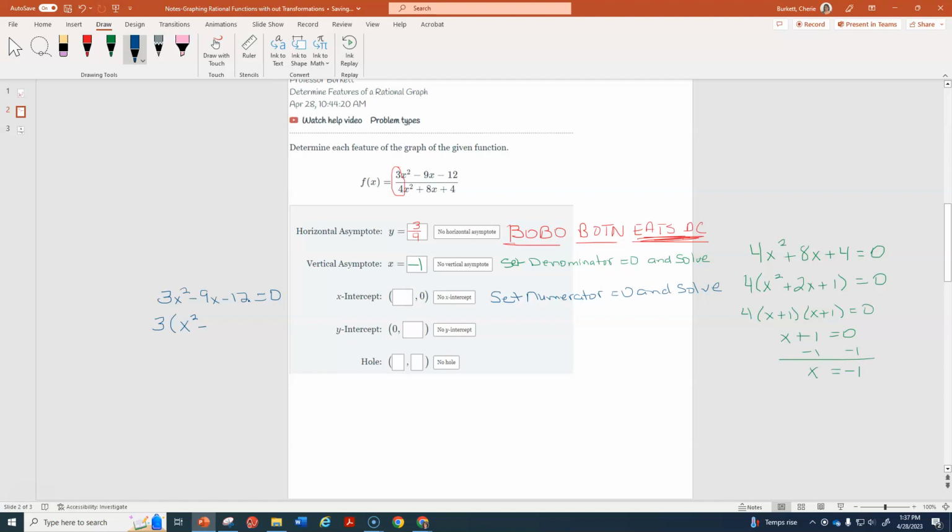So 9 divided by 3 is 3, and 12 divided by 3 is 4. Now this is just going to be an easy trinomial. So all I have to do is find two numbers that multiply together to give me negative 4 and subtract to give you 3, because that's a minus. Well, that's easy. That's 4 times 1. So I'm going to have 3, and then I'm going to have 2 binomials. One binomial is going to have an x and an x.